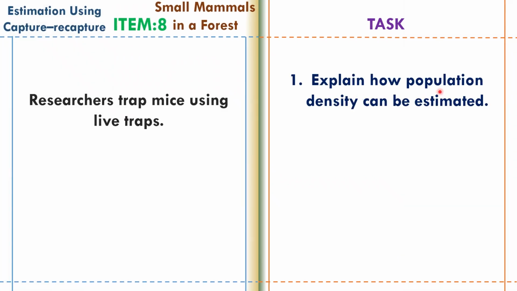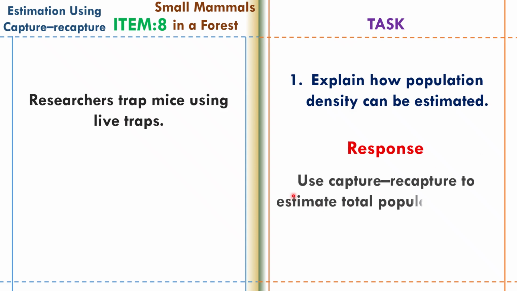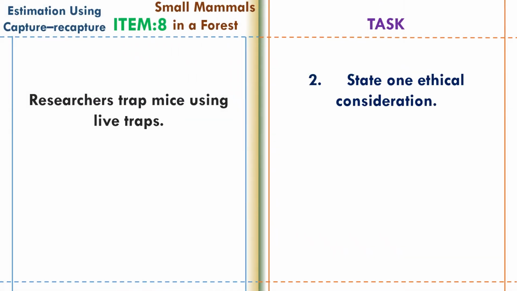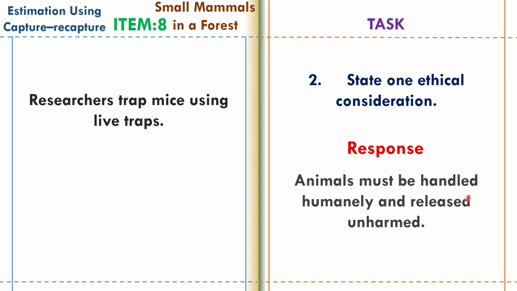Explain how population density can be estimated. Using capture-recapture to estimate total population, then divided by area. State 1 ethical consideration. Animals must be handled humanely and released unharmed.